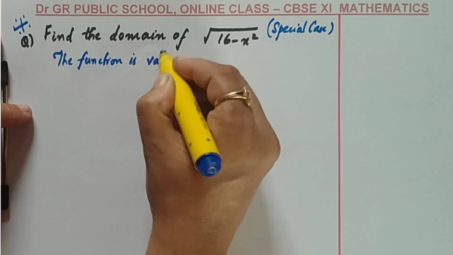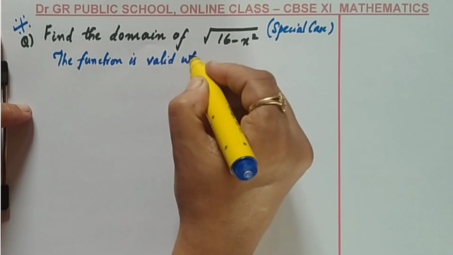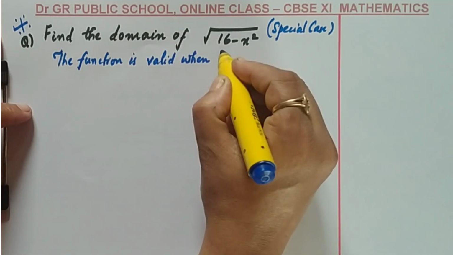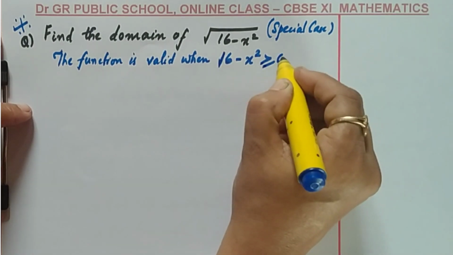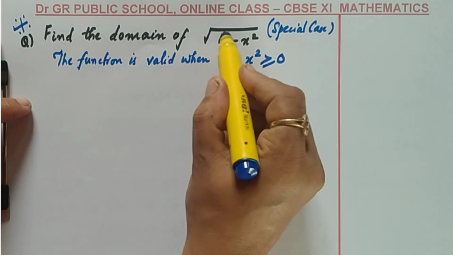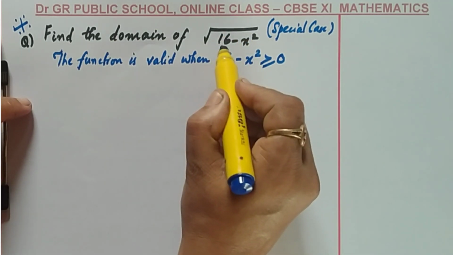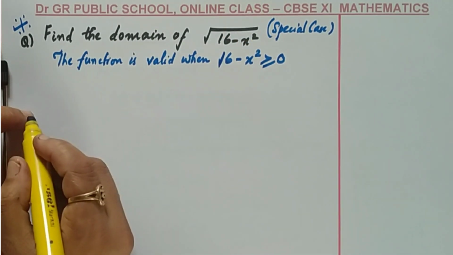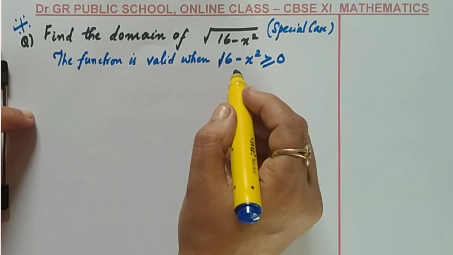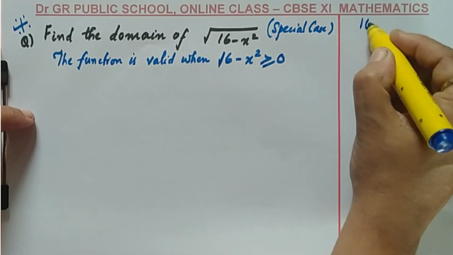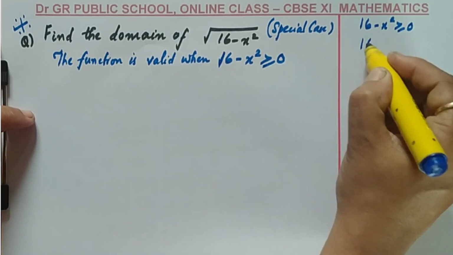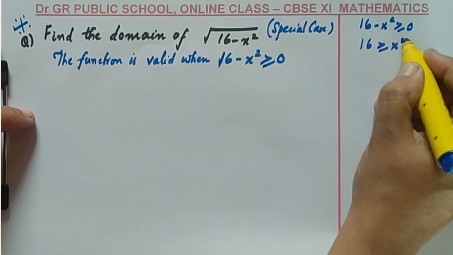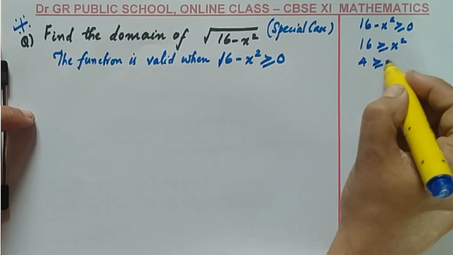It's valid when the expression within the root, that is 16 minus x square, is greater than or equal to 0. The function is valid only when the expression within the root is non-negative. But in this case, most of you may do it this way: 16 minus x square greater than or equal to 0. After this, they may write 16 greater than or equal to x square. From this, 4 greater than or equal to x.